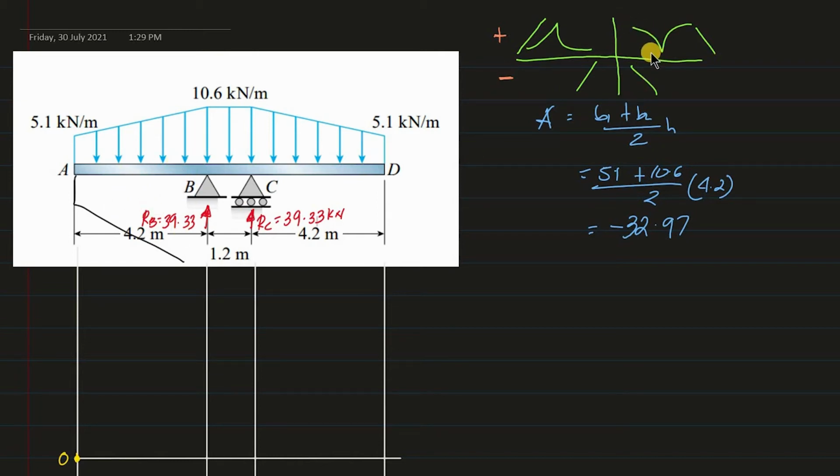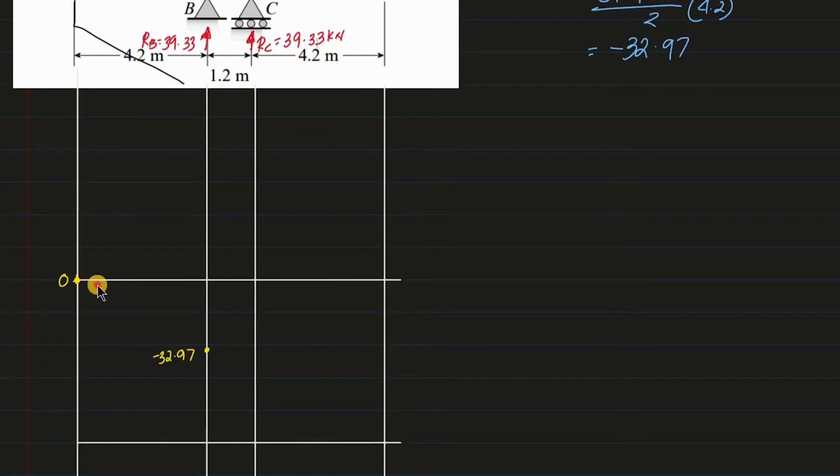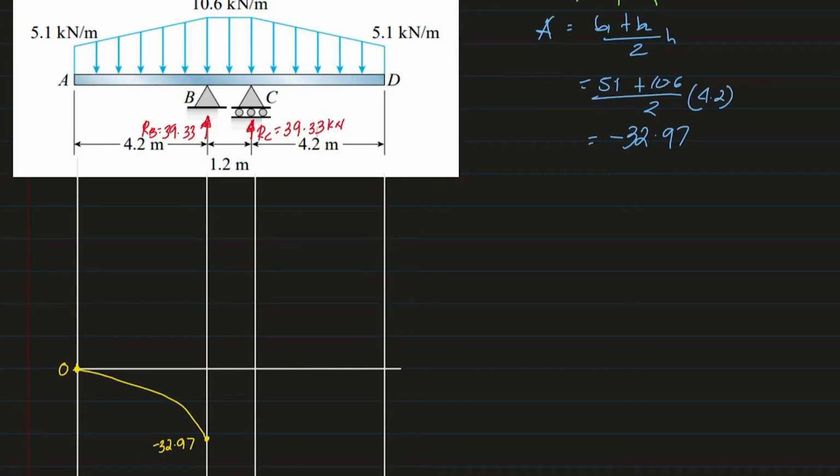So, therefore, this will be the curve that will connect our two lines. So, dito, i-connect natin yan using this kind of curve, okay? At point B, mayroong reaction force which is 39.33 kilonewtons na pataas. So, therefore, from negative 32.97, we will add 39.33. So, that's negative 32.97 plus 39.33, we will have 6.36, okay? Sabihin na natin nandyan, that would be equal to 6.36 positive. So, i-connect natin yan. Dalawang point na yan.